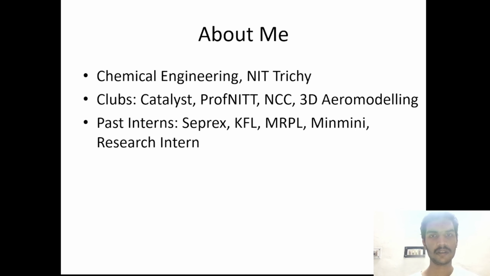Some of the clubs I was part of were Catalyst, which is the official chemical society of chemical engineering, then ProfNet, which is a finance club, NCC, and 3D modeling, where I did some simulation based projects. And I had some past interns in MRPL, ONGC, Kripco Fertilizer Limited, and Septex Private Limited.